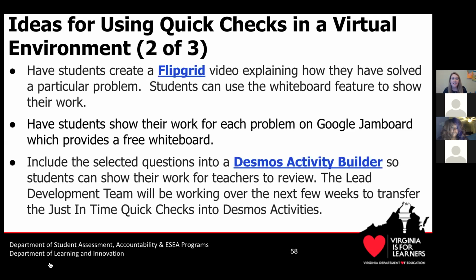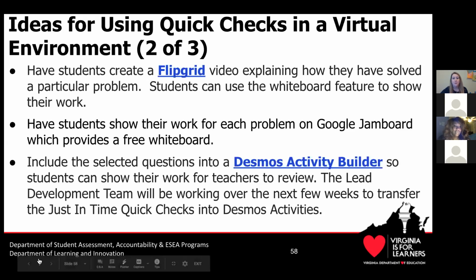Okay, and then the last way, everybody's favorite way, is Desmos, and we're actually going to go through this tonight. So I'm going to turn it back over to Dr. Bird-Wright because she's going to walk us through a full Desmos Activity Builder. Thank you so much, Rebecca.